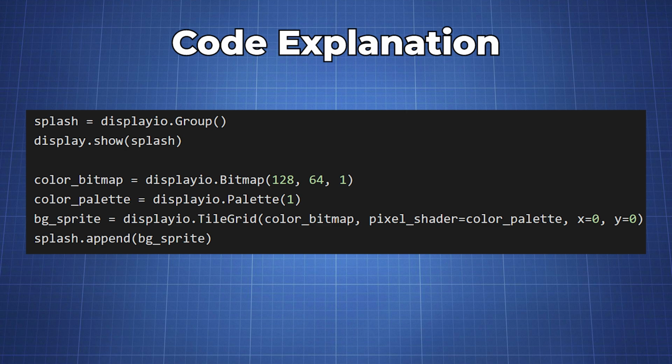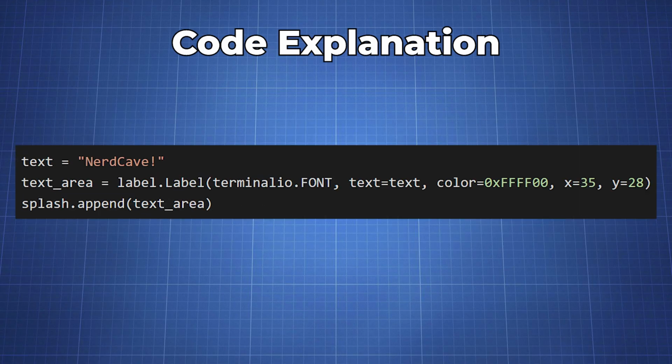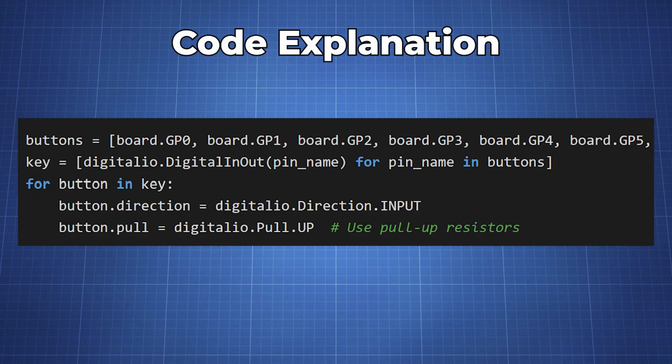And then tile grid, this will create a grid to display the bitmap on the screen. This is used to add the background. We then create a label text with specified font, and here we'll just write Nerd Cave, and then we will write this to the text area that will add the text label to the display group. We then go set up the buttons.